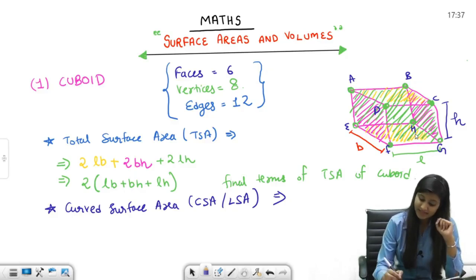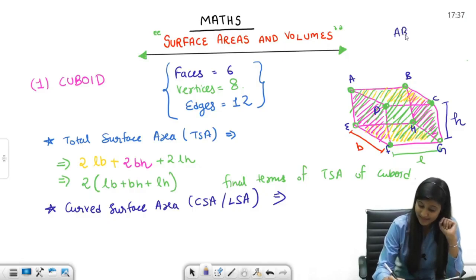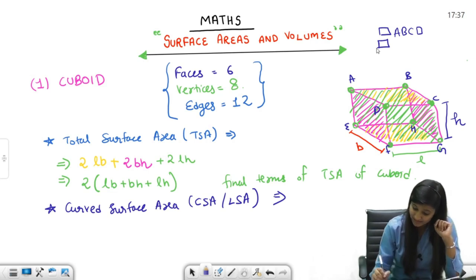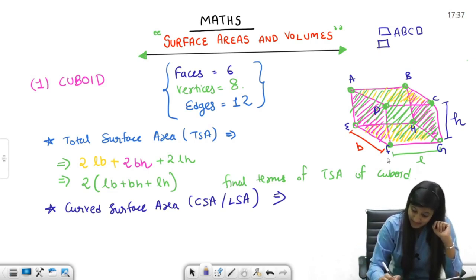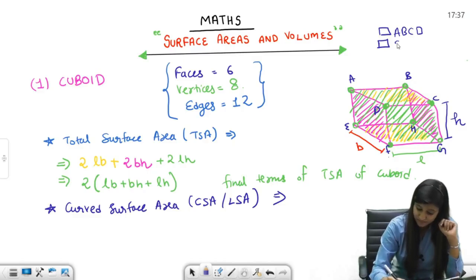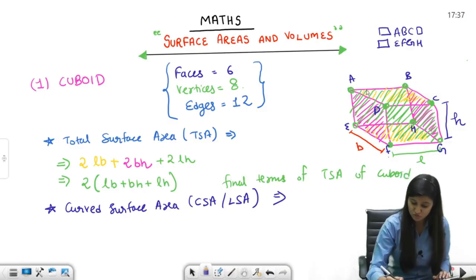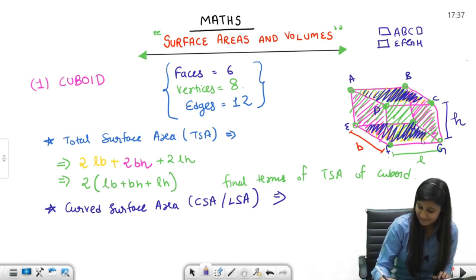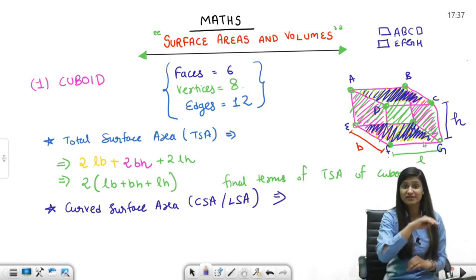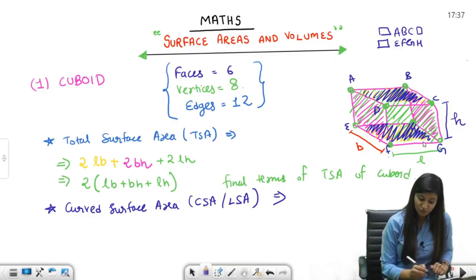It will be the rectangle ABCD, and the rectangle which is present at the bottom, that is EFGH. If you remove these two, it's becoming a bit more colorful, right? So you just need to remove these faces. So what will you be left with?